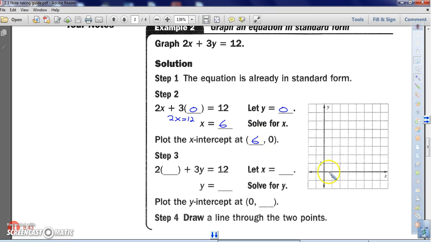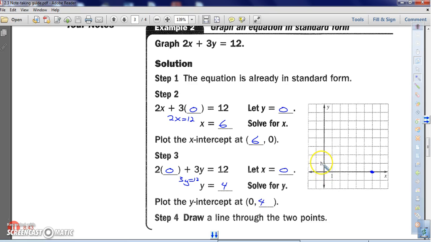So on my graph over here, 1, 2, 3, 4, 5, 6, 0 is right here. Then we can find the y-intercept by putting 0 in for the x. Now 2 times 0 is 0, so I just get 3y equals 12, which means y has to be 4. So if x is 0, y is 4. So that's the point 0, 4.